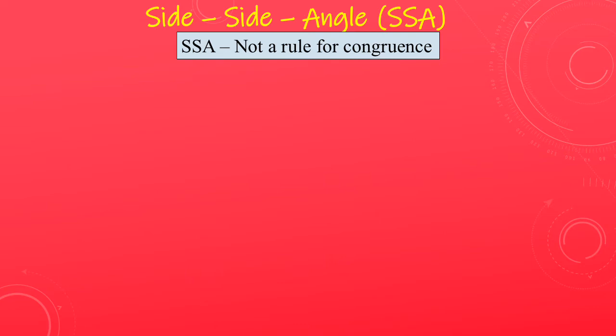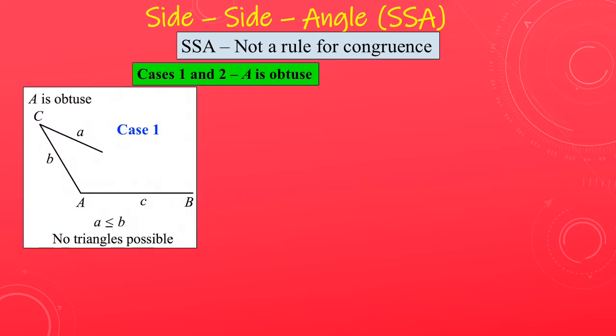For all the 6 cases, we will assume that you are given little a, little b, and angle A. To establish the case, we first look at angle A. If angle A is obtuse, we have 2 possible cases, 1 and 2. In case 1, if little a is less than little b, it is impossible to draw the triangle. Looking at the picture, it should be obvious why.